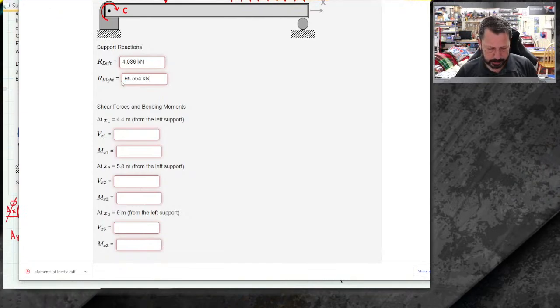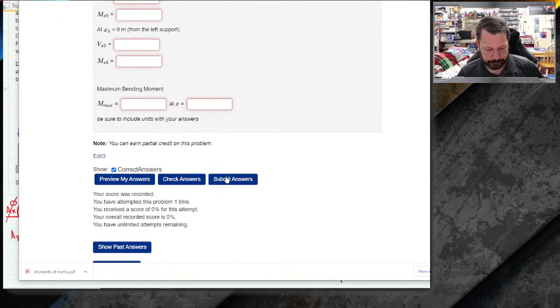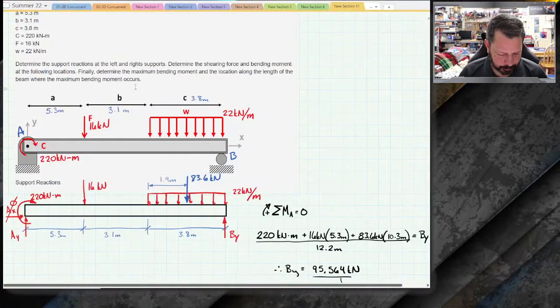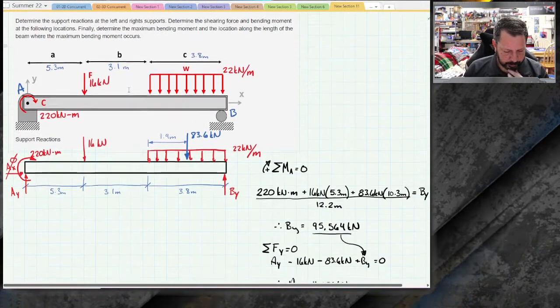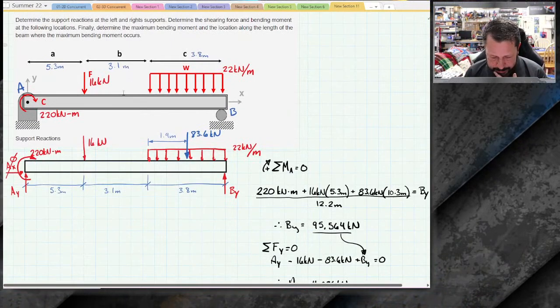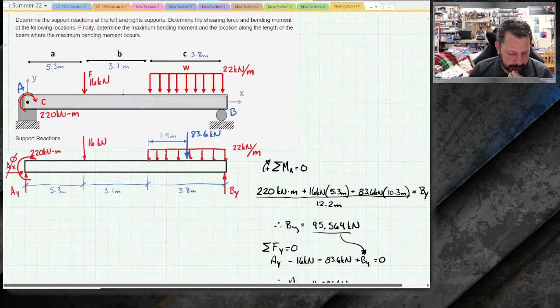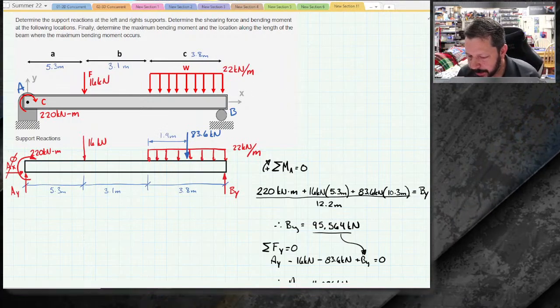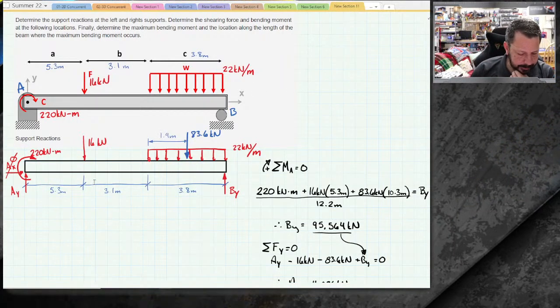95.564 kilonewtons. See if it likes that better. There we go. At least we didn't do our math wrong. We just put them in the wrong order on left and right. All right, so we did that. You can leave the message. You don't have to retract it. That's fine.